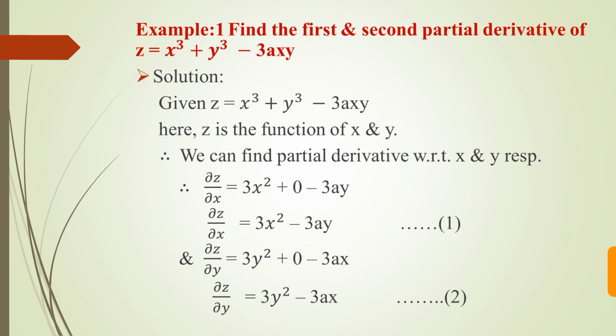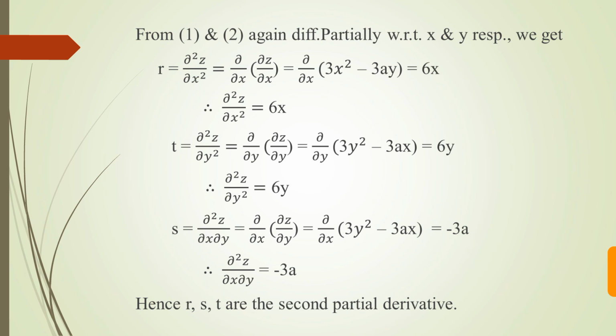Similarly, we can take the second partial derivative of z with respect to x and y respectively, and we get ∂²z/∂x², which is denoted by small r, okay, is equal to 6x. Therefore the value of the second partial derivative of z with respect to x is equal to 6x.